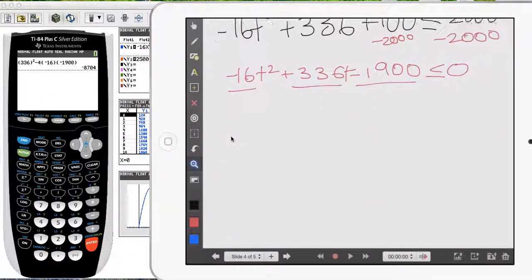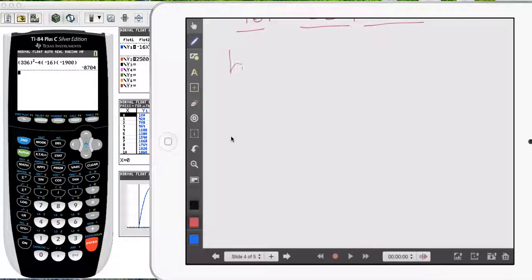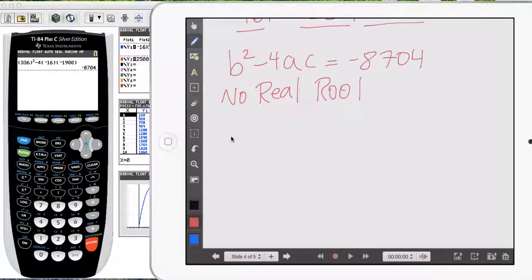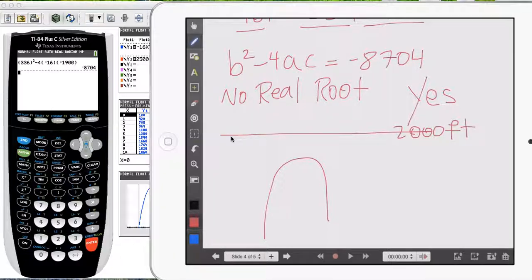Since the discriminant is a negative number, it means that there's no real root. It means that my fireworks will not touch the guideline, so it's below it. So yes, if the new guideline is going to be 2,000 feet, my fireworks would pass the federal requirements.